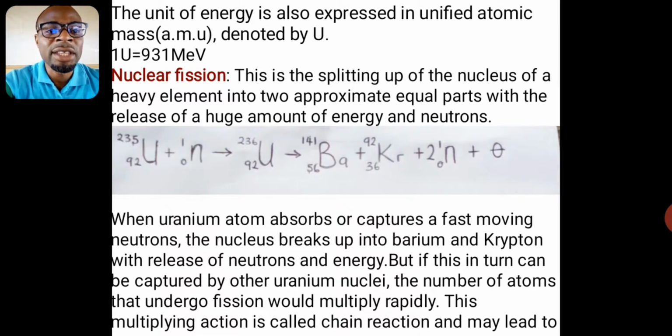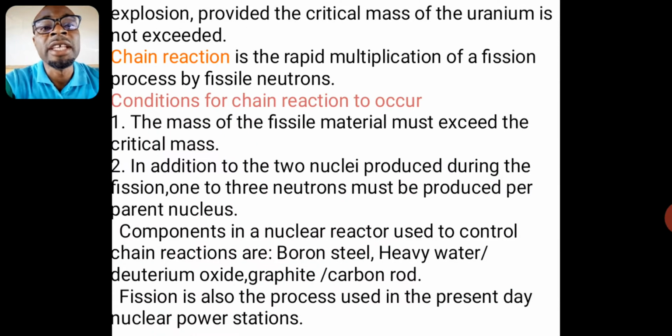Then we have that if this in turn can be captured by other uranium nuclei, the number of atoms that undergo fission would multiply rapidly. What do we mean by that? That neutron that is formed from the splitting of the uranium-236, if it captures another uranium nucleus, there will be multiplication of what? The fission process. And this multiplication action is called chain reaction and may lead to explosion, provided the critical mass of the uranium is not exceeded.